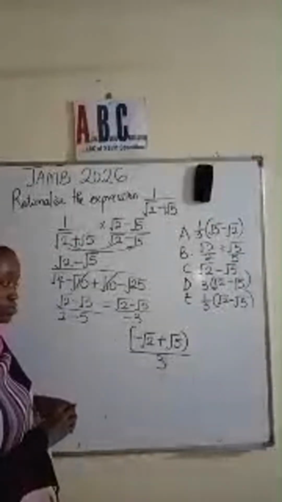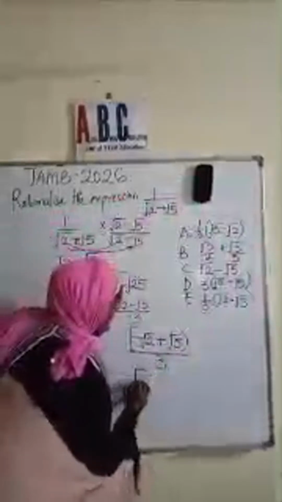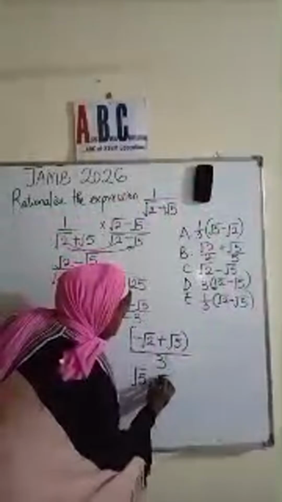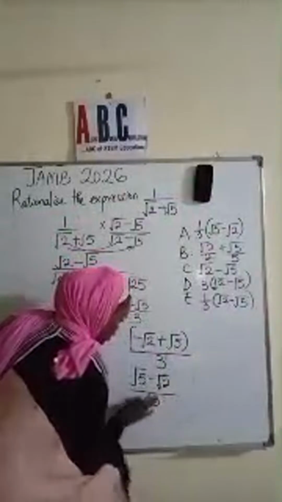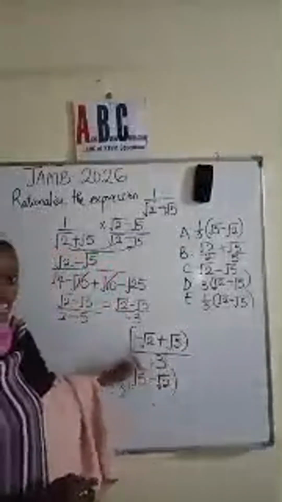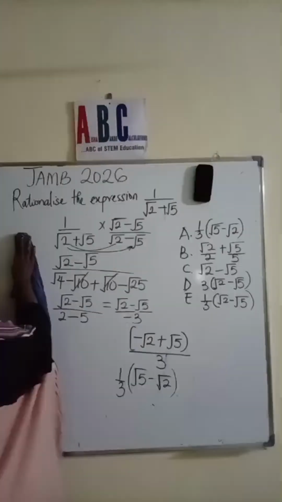Yes, I get it. Okay, go on. Okay, so that becomes root 5 minus root 2 over 3. Or we can say 1 over, right? This 3 here is the same thing as saying 1 over 3, right? Okay, it's clear.